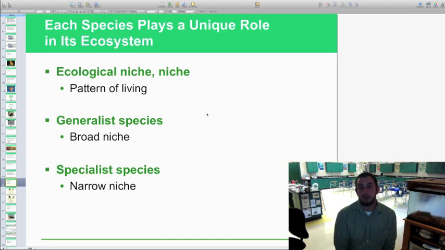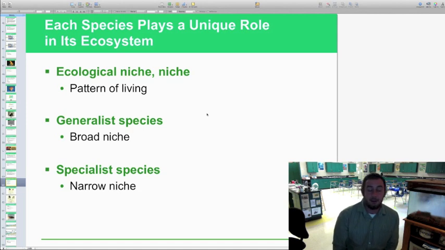There are two different types. Usually, there's generalist species, which have a very, very broad niche, which means they kind of cover a lot of ground. They do lots of different things for the ecosystem. And there's organisms that are called specialist species that have a very narrow niche, very small. They only serve specific roles in that environment.